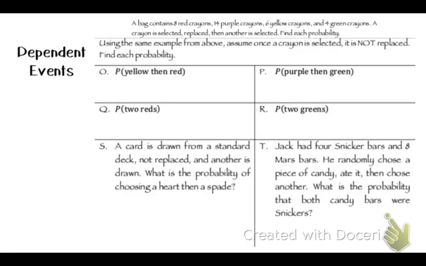Okay? Now, we have the same crayons, but now they're dependent. So you draw one, and then you don't replace it, and then you draw again. So the probability that you choose a yellow, then a red. So the yellow is going to be 6 out of 32. But now we only have 31 crayons to pick from. So now to pick a red, we have 8 out of 31. Which ends up being 3 out of 62.